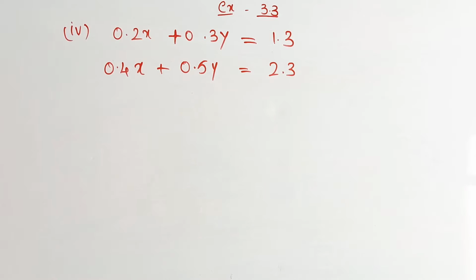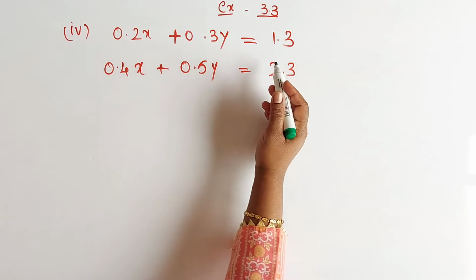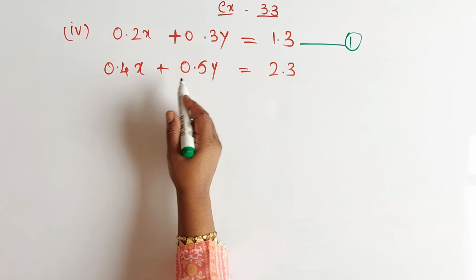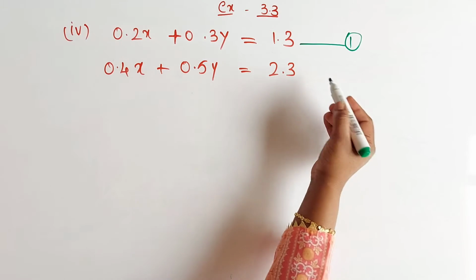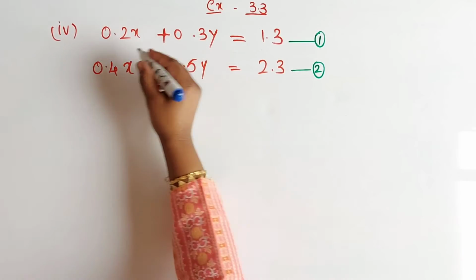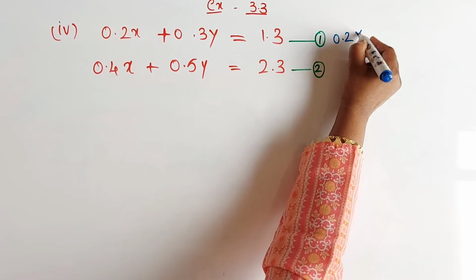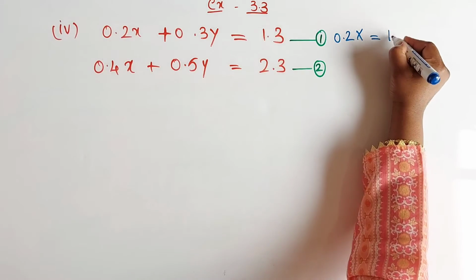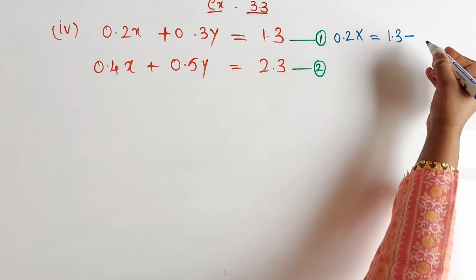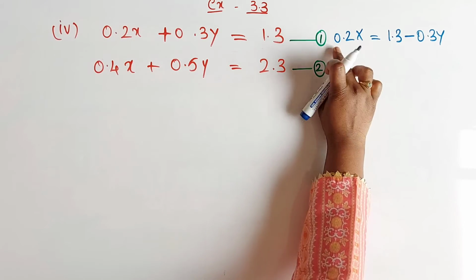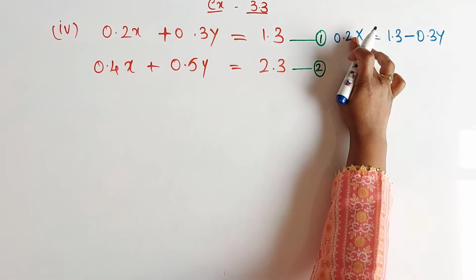Fourth one, 0.2x plus 0.3y equal to 1.3, equation 1. 0.4x plus 0.5y equal to 2.3, second equation. From first equation we can write 0.2x equal to, this part will go to right hand side, that means 1.3 minus 0.3y. Now we want only x. Send this 0.2 also to right hand side, children.